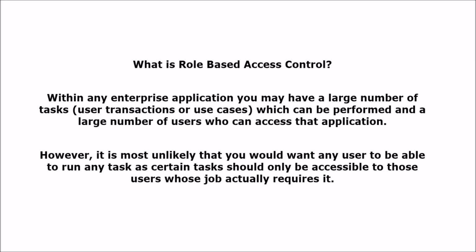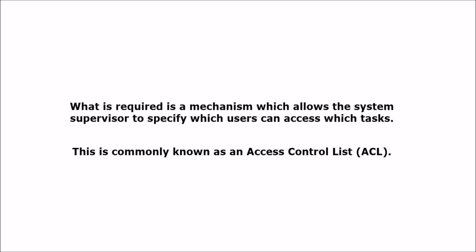Within any enterprise application, you may have a large number of tasks, which are user transactions or use cases, which can be performed, and a large number of users who can access that application. However, it is most unlikely that you would want any user to be able to run any task, as certain tasks should only be accessible to those users whose job actually requires it. What is required is a mechanism which allows the system supervisor to specify which users can access which tasks.